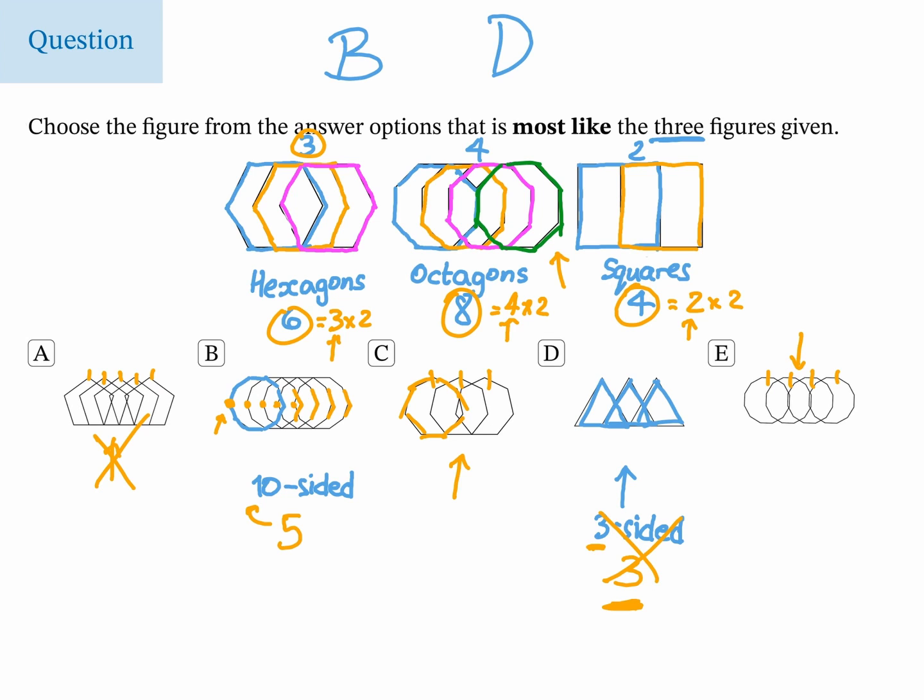So here's what we need to think about. We need to figure out, first of all, what the pattern is that's commonly shared across the figures that have been given to us, and then figure out which of the answer options is the one that most closely resembles what we're looking for. And in this case, it was answer option B. So well done to those of you that said that.